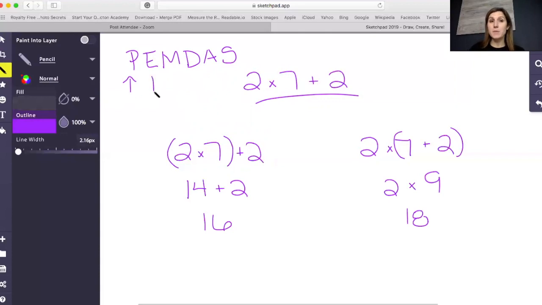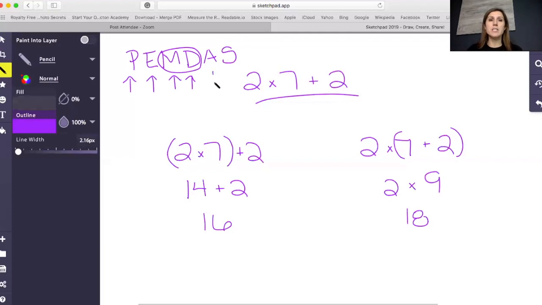E stands for exponents, which you will learn about in the multiplication and division course. M is for multiplication, D is for division. You do these two together, working from left to right, because they are just inverse operations. So you could write multiplication as division, and you could write division as multiplication without changing the problem. So you do those together.